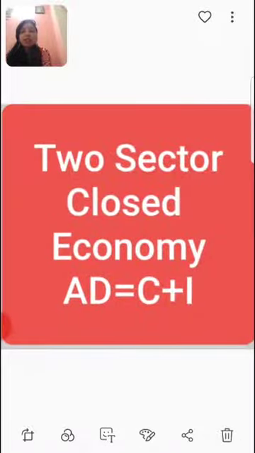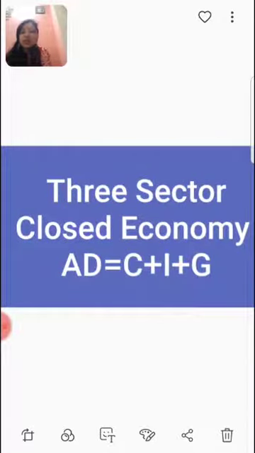In this economy there is no relation with the rest of the world, and further it is divided into two parts. Two sector closed economy where AD equals C plus I. It means there is no role of government. And three sector closed economy means AD equals C plus I plus G. It means household, producer, and here is government. There is control of government in these three sectors.